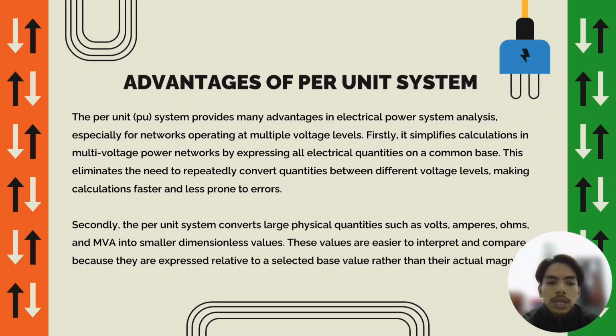Secondly, the per unit system converts large physical quantities such as voltage, amperes, ohms, and MVA into smaller dimensionless values. Those values are easy to interpret and compare because they are compressed relative to a selected base value, rather than being actual magnitudes.